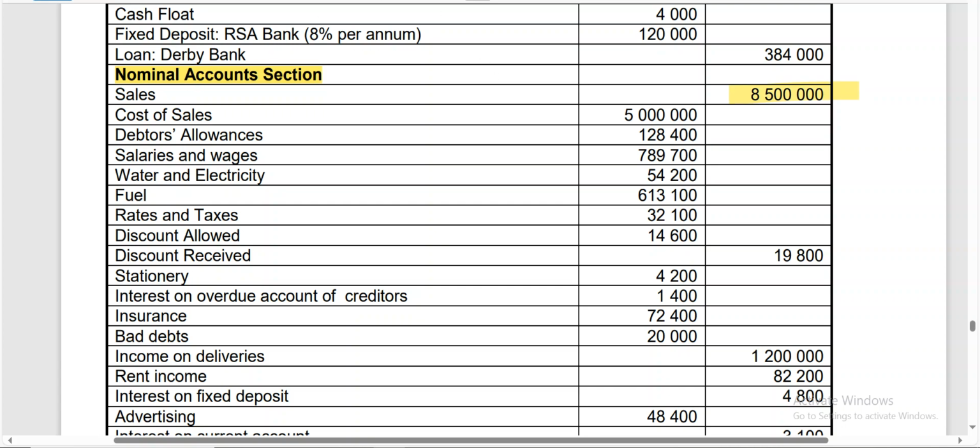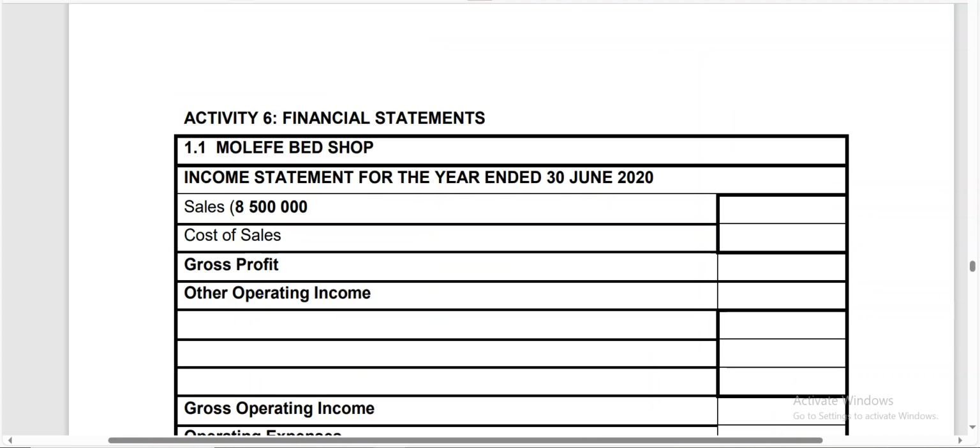Next, cost of sales is 5 million. So under cost of sales, we can start to type that 5 million. Okay, so we will type that 5 million here. I'm going to put it in brackets so that you guys can see. So that 5 million will come here. Remember, we need to adjust this information. So that 5 million, I'm going to put it in brackets.